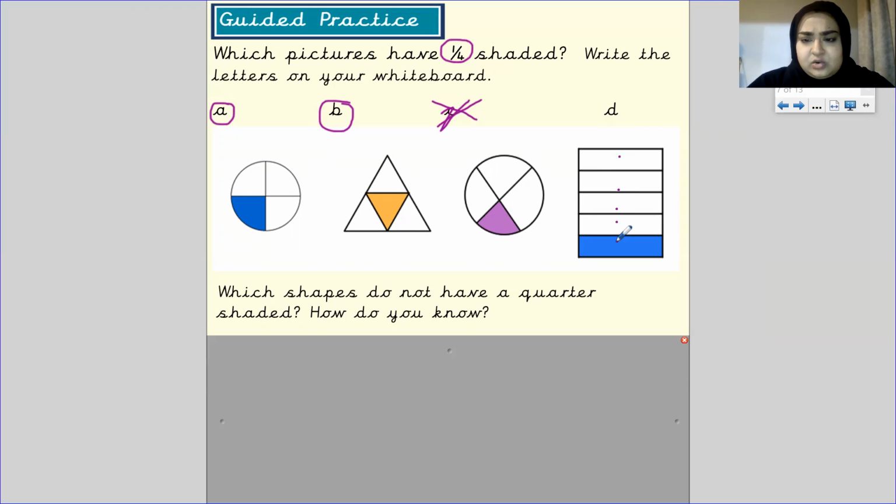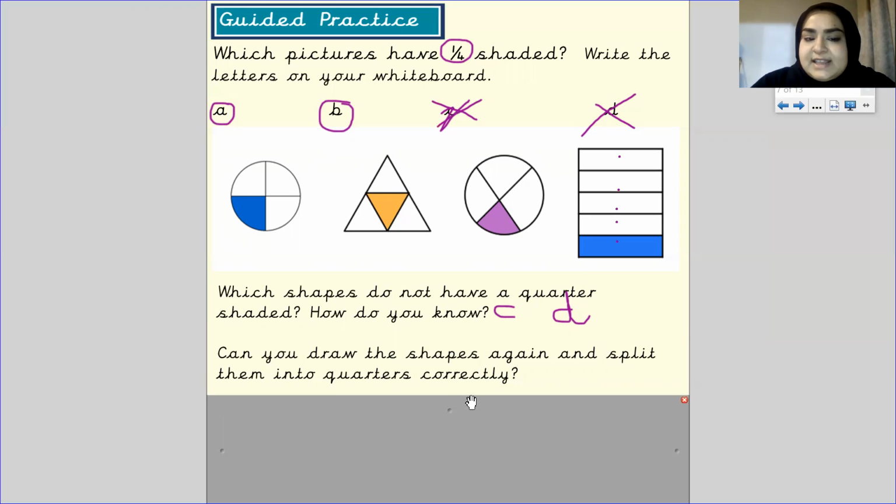Are there 5 parts in a quarter? No, there's 4. So you know that is not correct. Okay, so now it says which shapes do not have a quarter shaded. So we know C doesn't because it's unequal, and D doesn't because D has 5 equal parts, not 4. Now, can you draw the shapes again and split them into quarters correctly? So now if you can draw shapes C and D again and split them into quarters correctly.